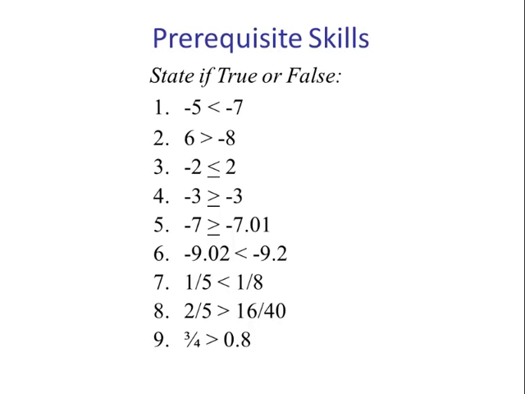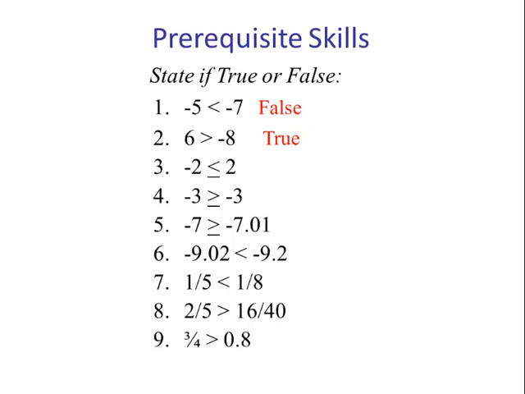Number 1, -5 is less than -7. This is false because -5 is closer to 0 than -7, therefore -5 is bigger. Number 2, 6 is greater than -8. This is true. Positive numbers are always larger than negative numbers.